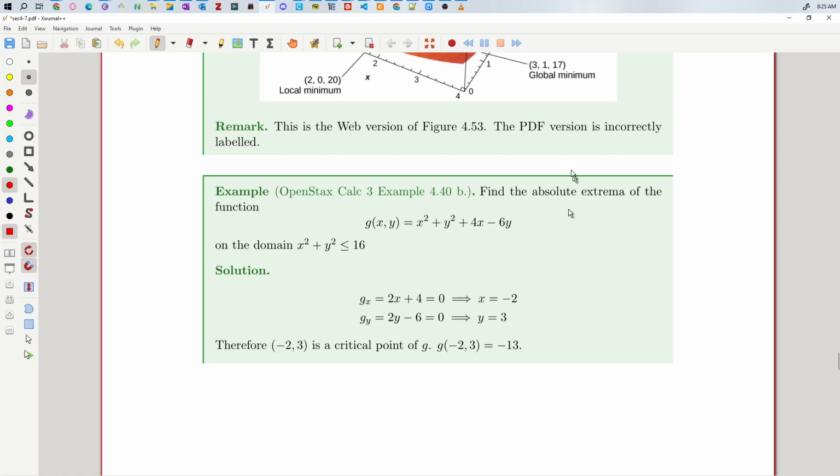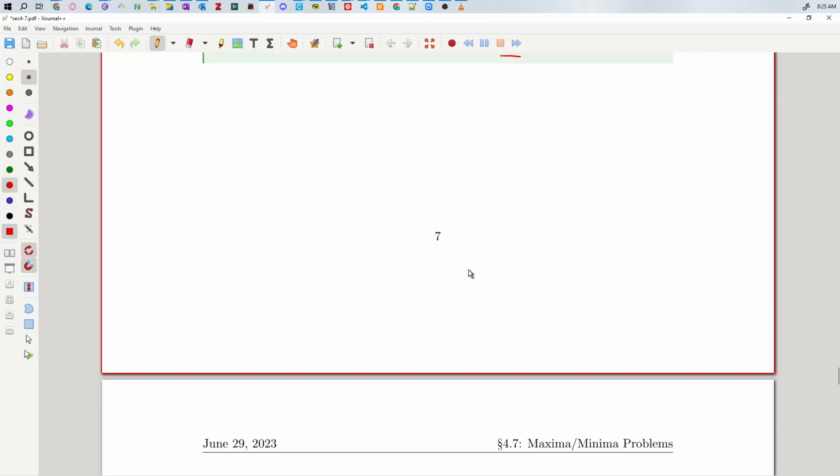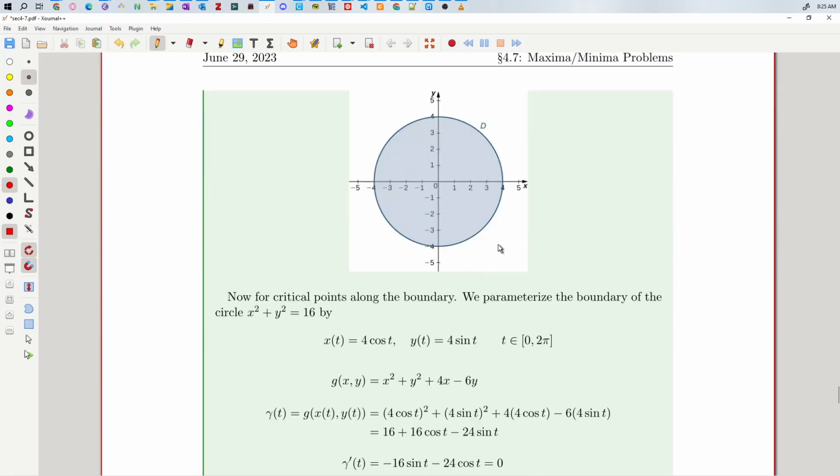Much easier than the very first example that I gave, where you ended up getting 4 points. So this just gives you a single point, (-2, 3). Plug it into the function g, get -13. Maybe I'll underline that because we're going to have to compare things later, although we don't need to compare as many things.